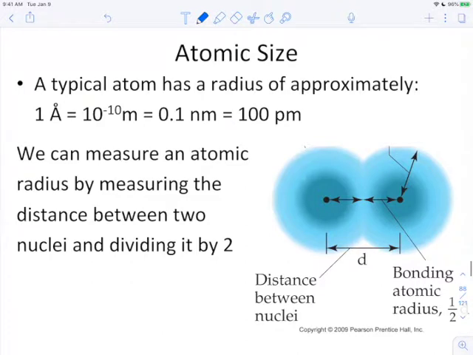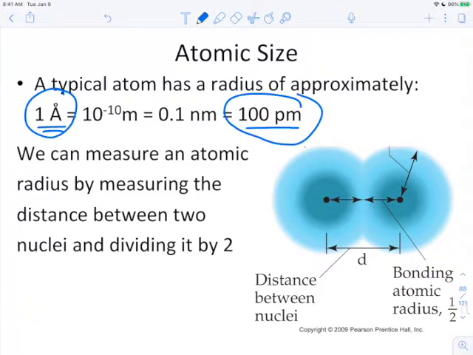All right, so next up we're going to talk briefly about atomic size. So a typical atom has a radius of about 1 angstrom, and we've seen angstroms once upon a time, and I told you that I would give you the conversion between angstroms and meters. So an angstrom is essentially 1 unit smaller than a nanometer. So a nanometer is 10 to the -9, whereas an angstrom is 10 to the -10. In other words, we could say an angstrom is 0.1 nanometers or 100 picometers. When we're talking about atomic size, we are often talking in terms of picometers or angstroms.